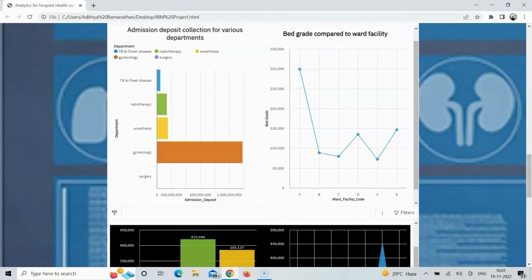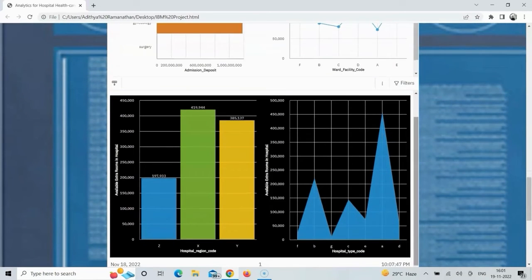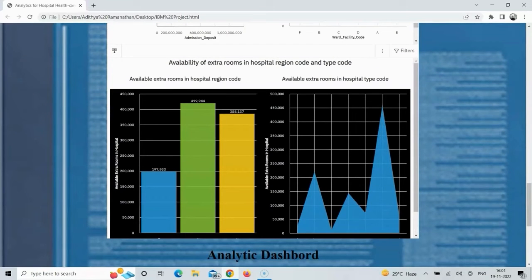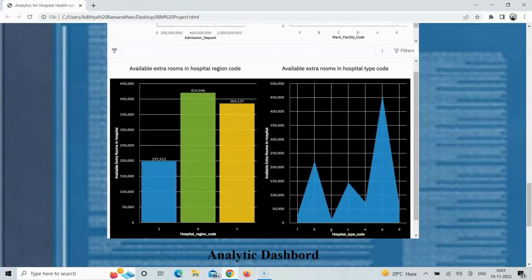And next one is available extra rooms in hospital region code and the type code. In our data, we have a hospital type code for each and every hospital. It's a unique type code for every hospital. In that, we can infer how many extra rooms have been available in these departments. From the left hand side, we can identify two types. From that, we can get how many rooms are available by hospital region code. And then on the right hand side, we can get the information by the hospital type code.